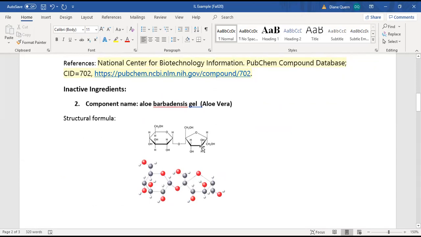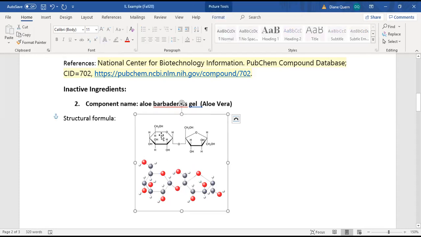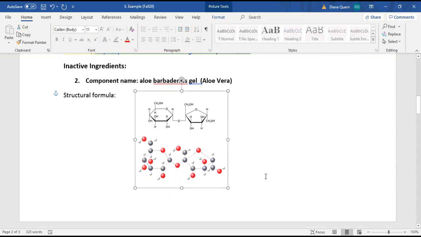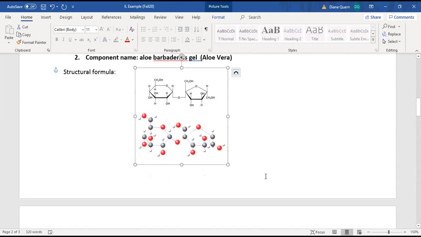So this is the structure of aloe vera, the chemical compound structure. Now, either of these would be acceptable. I would prefer the top one because it has the actual elements. So I can see there's oxygens, carbons, and hydrogens present, and that's it. But the ball and stick model is fine as well. So that's the structure of aloe vera, probably found on that PubChem site because it's hard to find that structure.